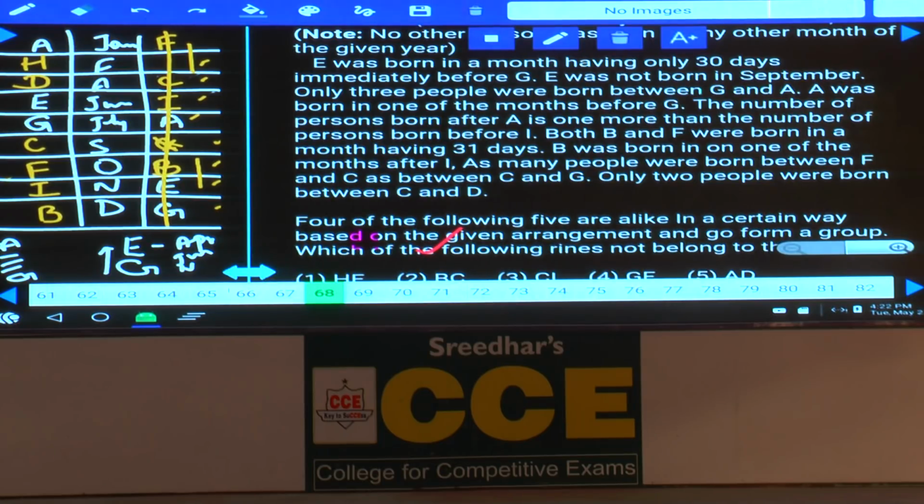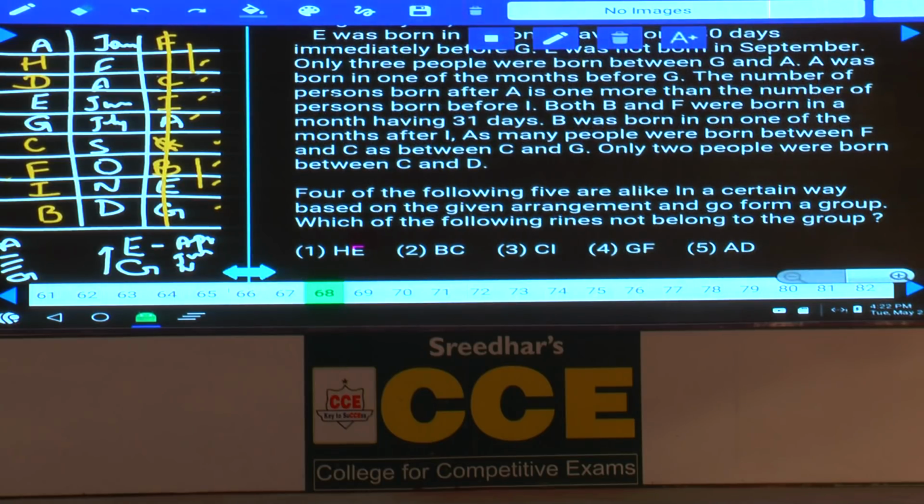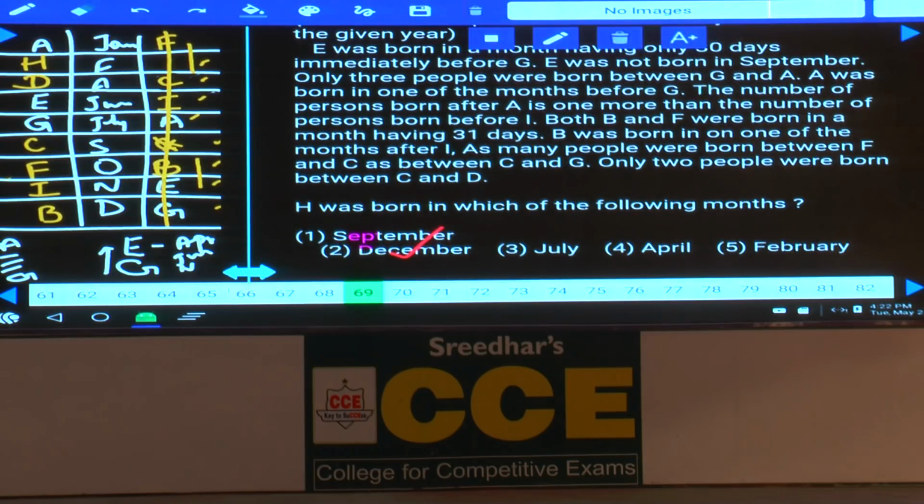Then question number 68, 4 out of the following is nothing but an odd man out, H and E. Now between H and E there is 1 person, and B and C there are 2 persons, C and I. C and I there is 1 person, and so what is your answer here? Choice 2. Except choice 2, in the remaining there is exactly 1 person between these 2. Then 69, H was born in which of the following months? H was born in the month of Feb, that is choice 5.